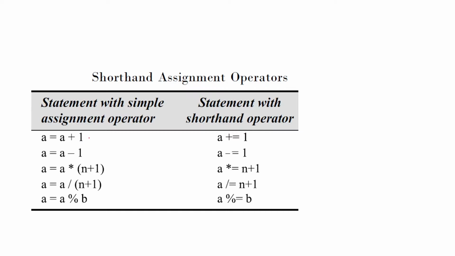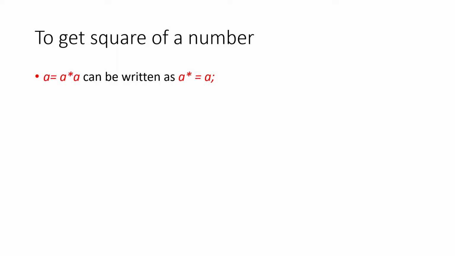A equals A plus 1 can be written as A plus equals 1. A equals A minus 1 is A minus equals 1. A equals A into N plus 1 is A star equals N plus 1. A equals A slash N plus 1 is A slash equals N plus 1. A equals A percentage B is A percentage equals B. In all these cases you should remember that the resultant variable and the first operand should be the same. Only then can you go for these shorthand assignment operators. To get the square of a number, we can write A equals A star A, or A star equals A.